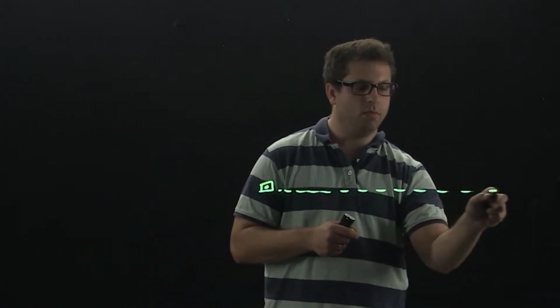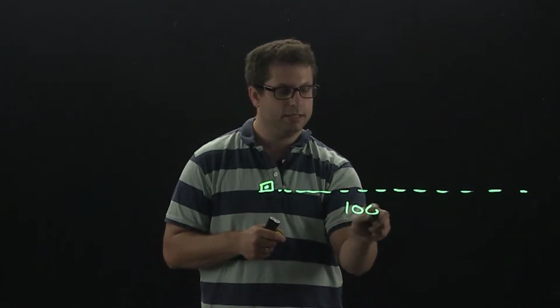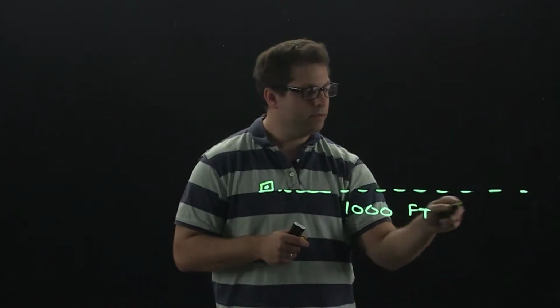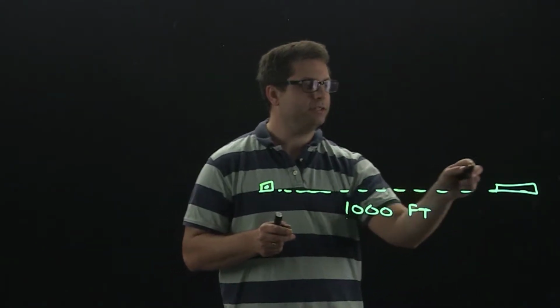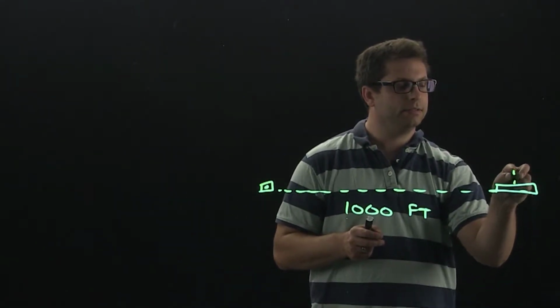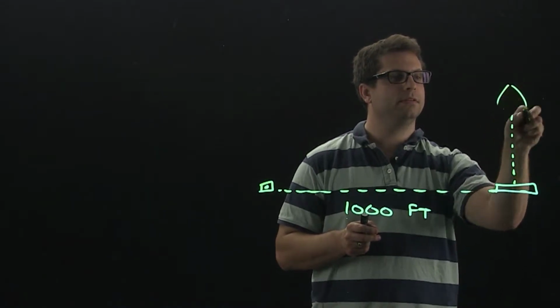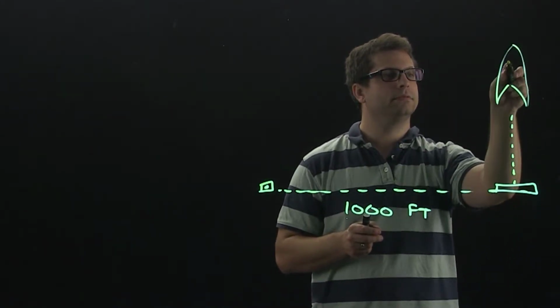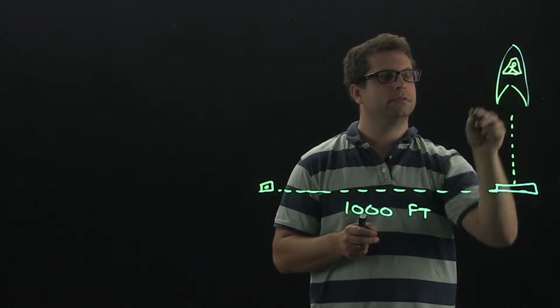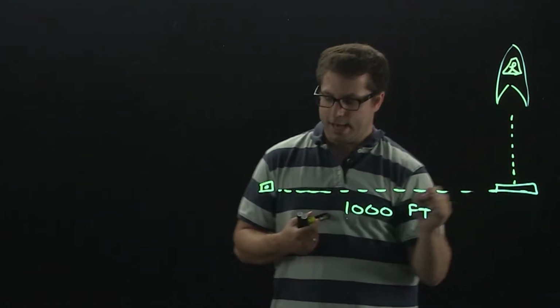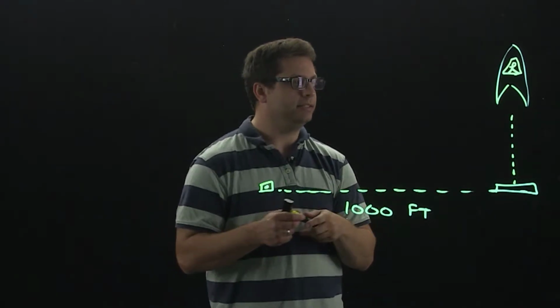So we have a camera that is aimed at a rocket that is 1,000 feet from a launch pad. Now we have this rocket that takes off and is heading vertically at 500 feet per second.